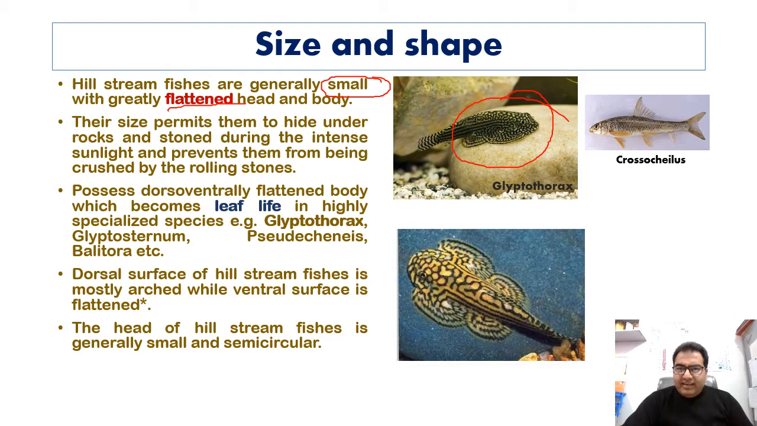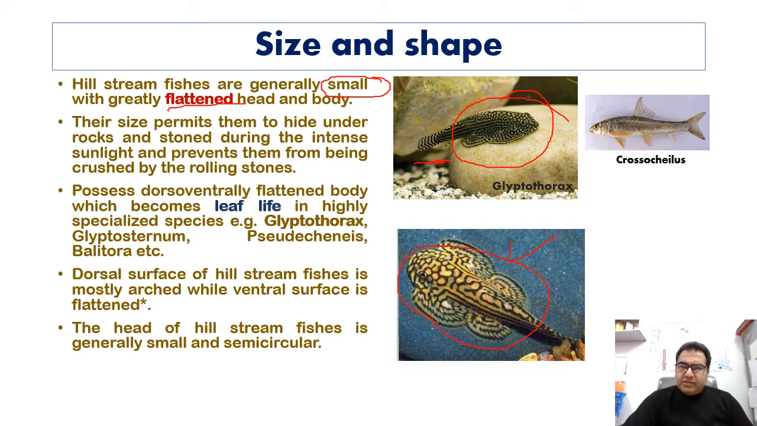Now what you are seeing here in the case of these very fishes, the fish looks leaf-like, and you can see that it is somewhat flattened. The fish has flattened itself. This we call the dorsoventrally flattened body. So at least the anterior portion is dorsoventrally flattened so that they can escape under the rocks and the stones, so as to avoid the strong flow of the water.